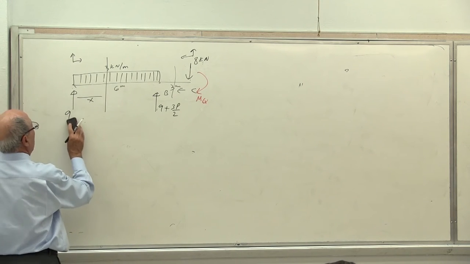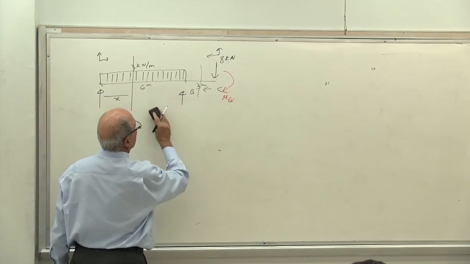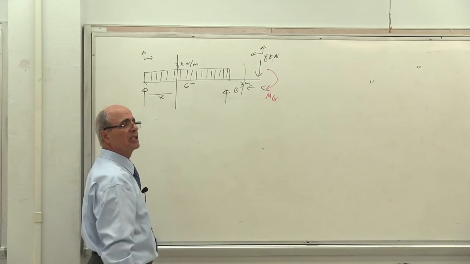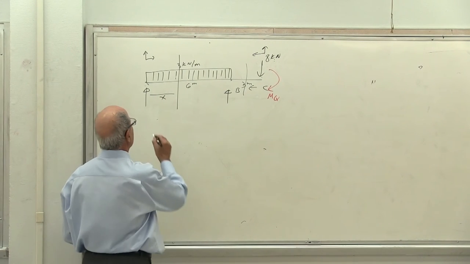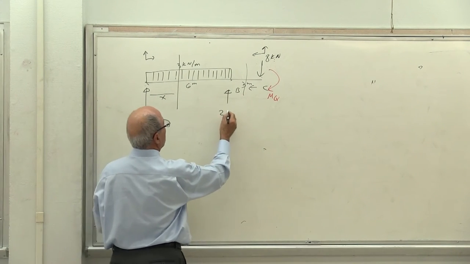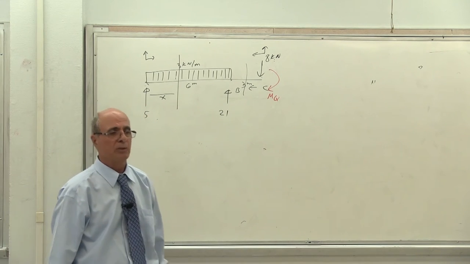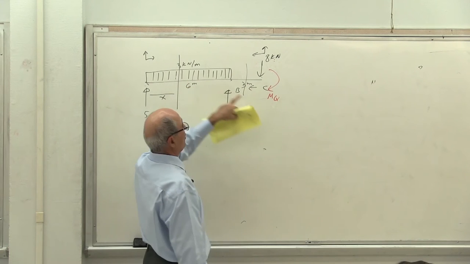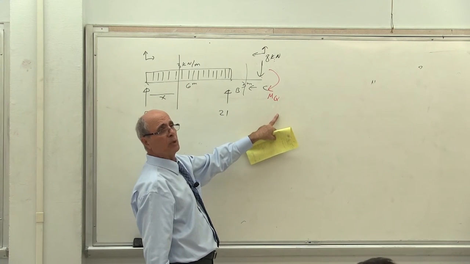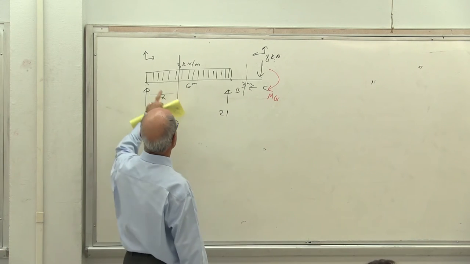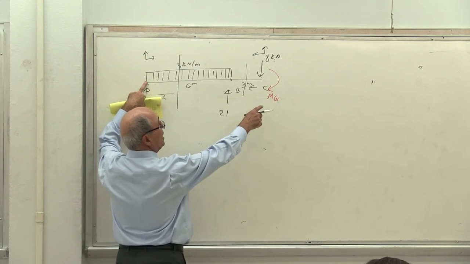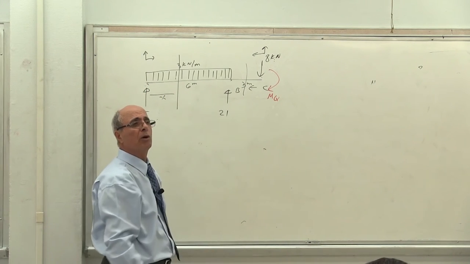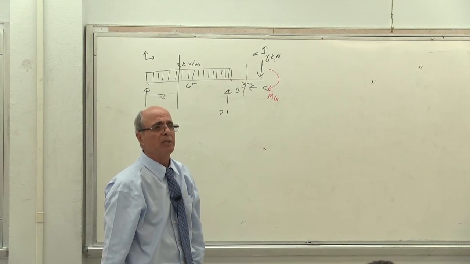Actually, this becomes 5, and the other one, I don't know, whatever we had there before. Everybody understand what I'm saying? This becomes 5, and the other one becomes 21, because you have to add that to it. So now that's the effect of this and that one. But the effect of MQ is not there. But if you did this correctly, you have to take the moment. The effect of MQ will come into your reaction as well. Everybody understand that?